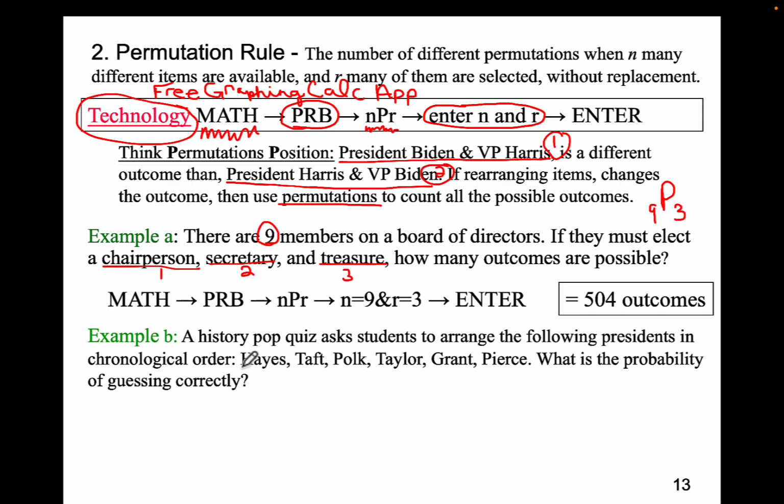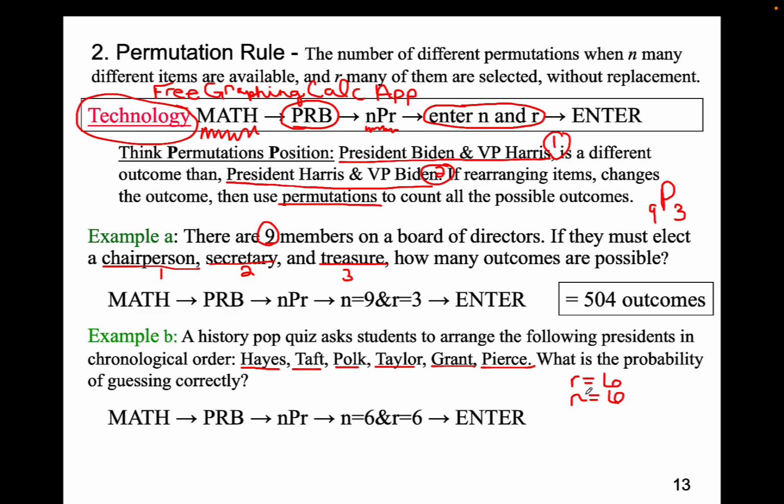All right, so this student has to put 1, 2, 3, 4, 5, 6 presidents. So they would have to choose 6 out of all 6. They have to use them all in their guess, or I'm sorry, on their test. It might be guessing, I don't know. So to choose 6 out of all 6, you've got to choose them all, and we're going to see how many permutations there are.